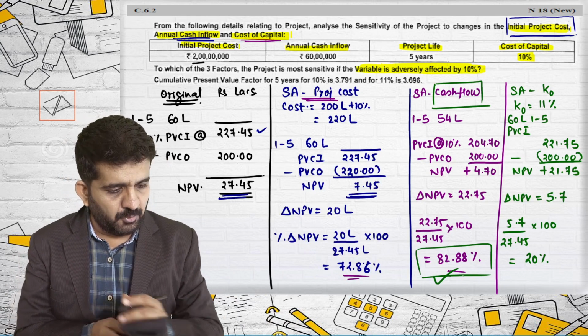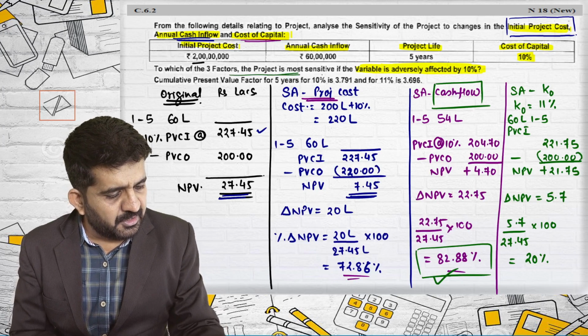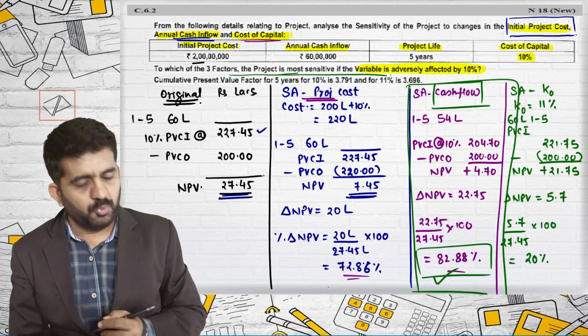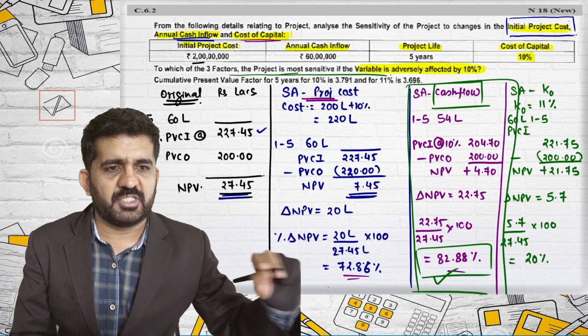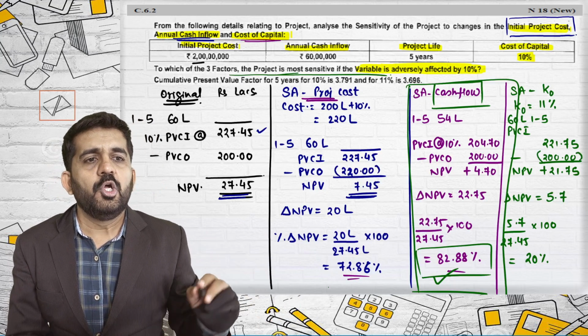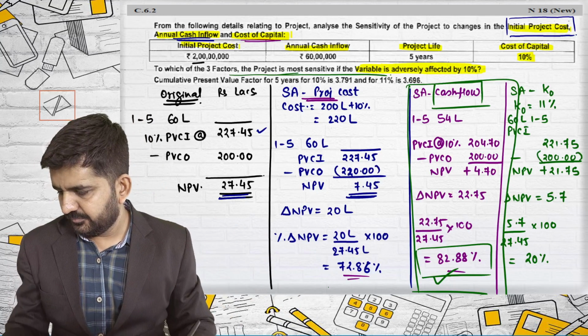This is also what they have asked. To which of these factors is the project more sensitive? The project is more sensitive to cash flow. You need to write down a statement below your answer. Project is most sensitive to cash flows by 82.88%.